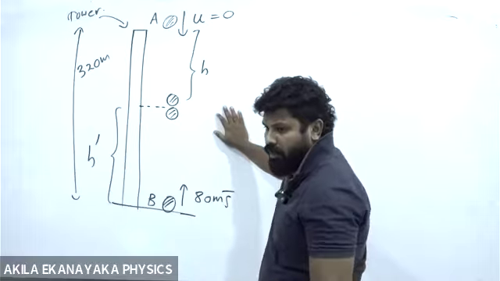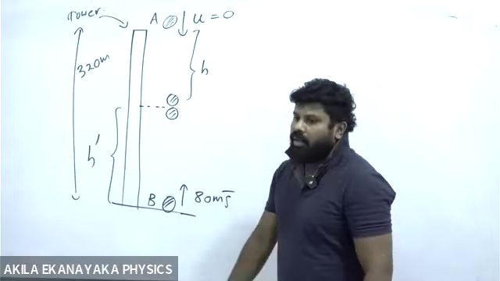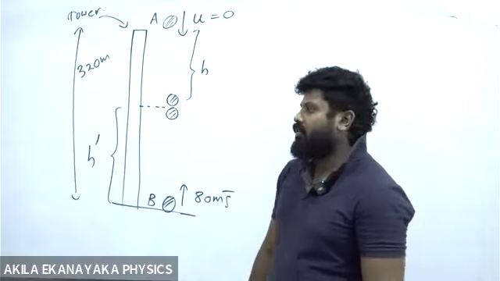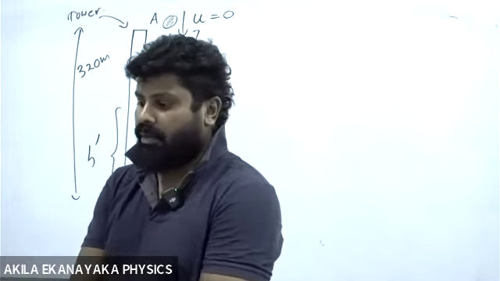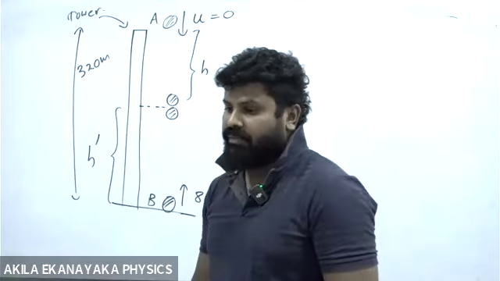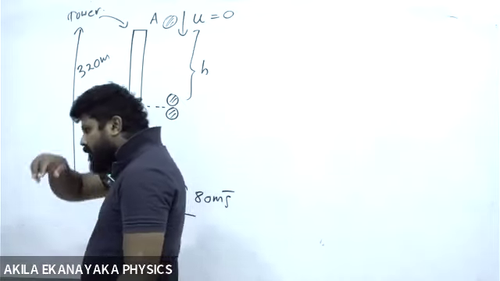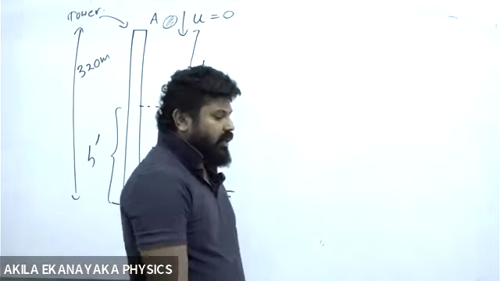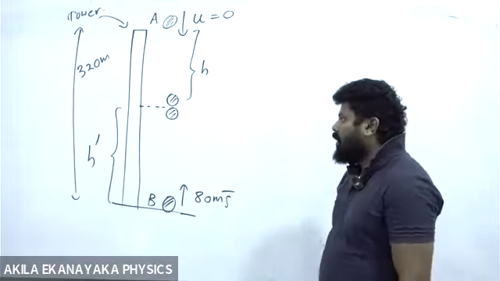First one. Calculate the time taken to collide the two objects, A and B. Neglect the air resistance, right? Next one.